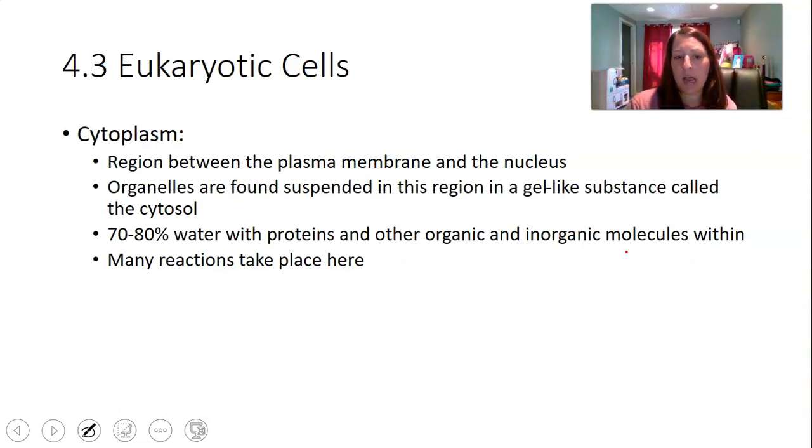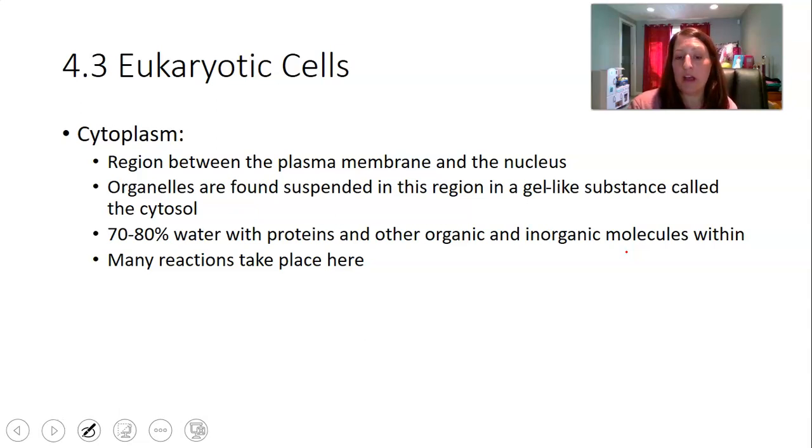So our next stop on our tour of the cell is the cytoplasm. This is going to be the fluid substance found between the plasma membrane and the nucleus. Remember, we're talking about eukaryotic cells here, so there's a nucleus. All that fluid, or sometimes gel-like substance in some regions, is going to be called the cytoplasm. The gel-like substance is called the cytosol. So the consistency of that can change depending on where we're looking in the cell.